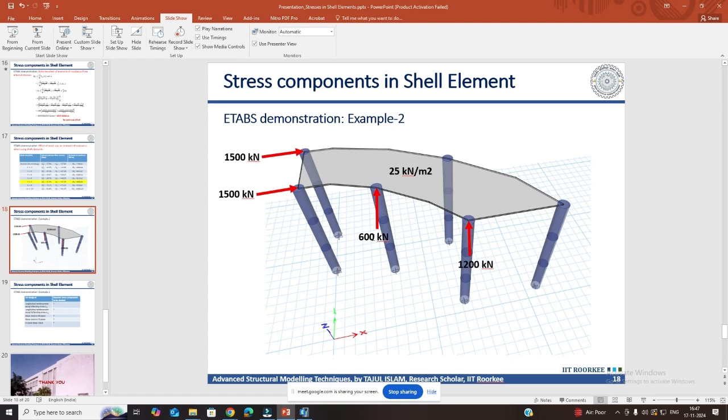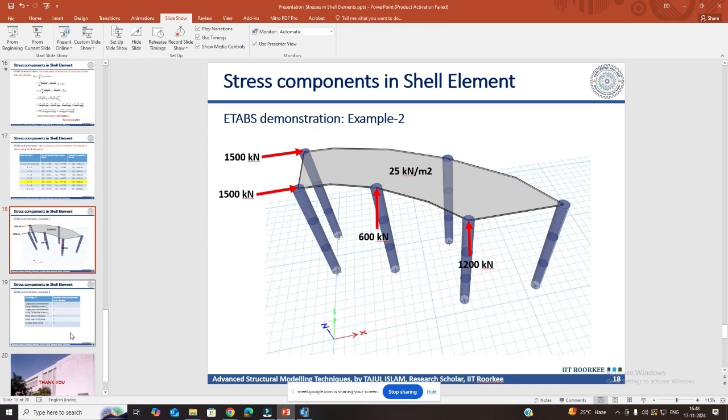These arrows are not showing upward direction, it is actually the y direction. And there is also a uniformly distributed load of 25 kilonewton per meter square on the slab itself. So now let us put some questions here. For this loading condition, let us consider we are trying to design this deck slab, and our intention is to design the horizontal reinforcement in x direction and in y direction, and also to check the shear stresses.